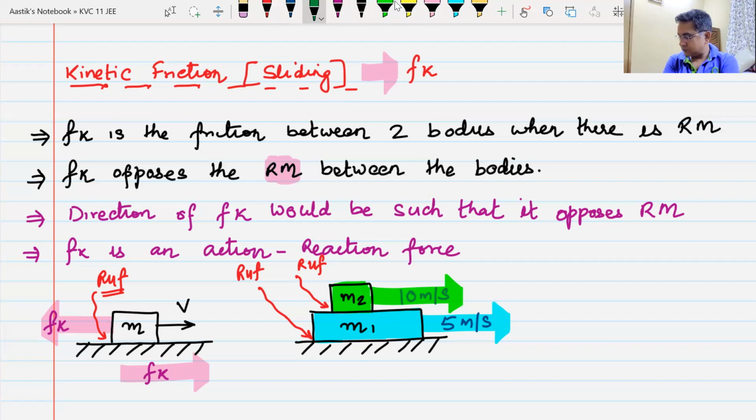Sir, M1 block will move forward, sir. I hope you have understood the question. The question is, what is the direction of frictional force on the two blocks? Sir, left side, sir. Who will apply that force on the block? I'll give you 2 minutes to think about it and give me the answer.